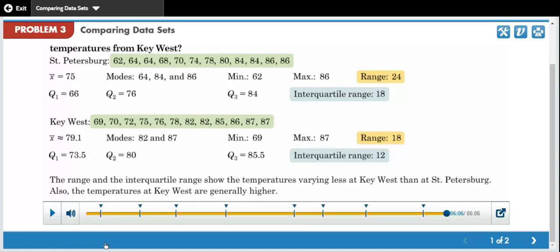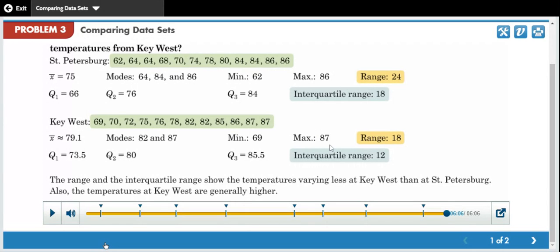However, it doesn't give us a very good idea or very solid understanding of the data. So us comparing the modes also shows us that the most frequently occurring temperatures are higher in Key West than they are in St. Petersburg. Notice St. Petersburg has a mode of 64, which is significantly lower than any data values that we had in Key West. Also, if we compared the minimum and maximum values, the minimum was higher in Key West than it was in St. Petersburg, and similarly, the maximum was a little bit higher as well.